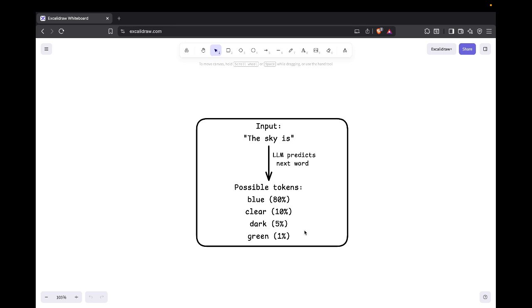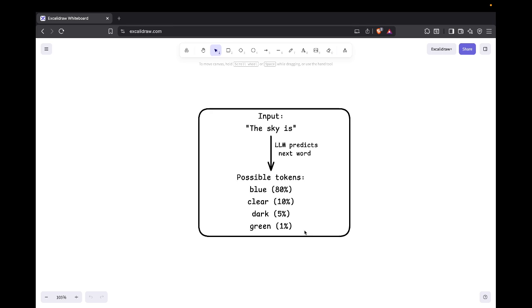Once the model assigns probabilities to each option, temperature controls how the model chooses between these possible tokens. It decides whether the LLM should choose the most likely answer, which is "blue" in our case, or explore more creative options with less probability.